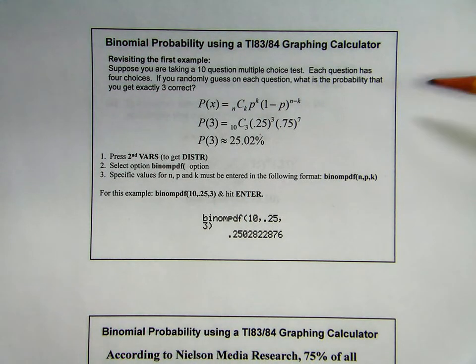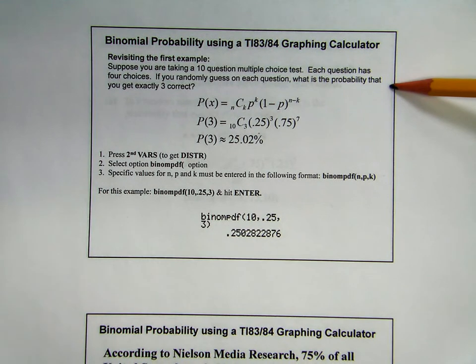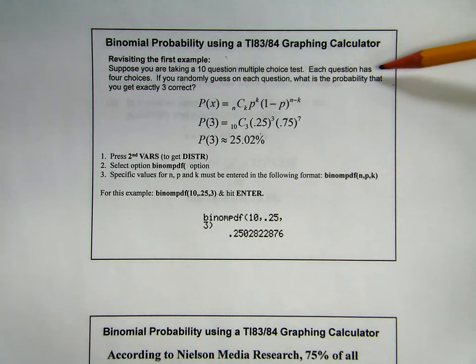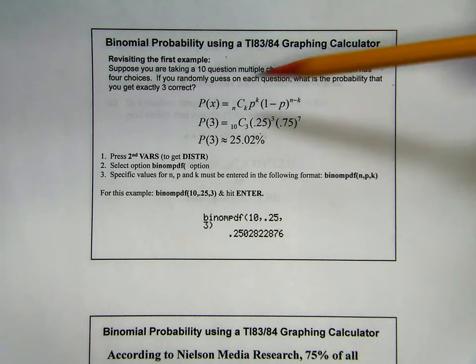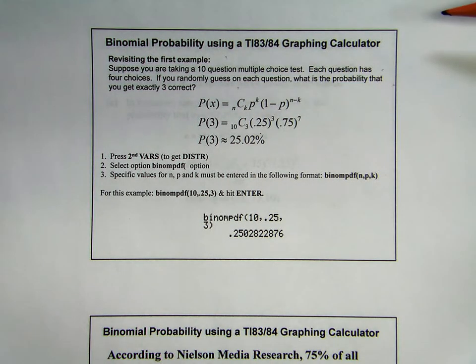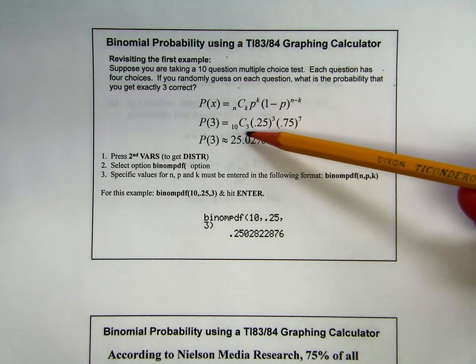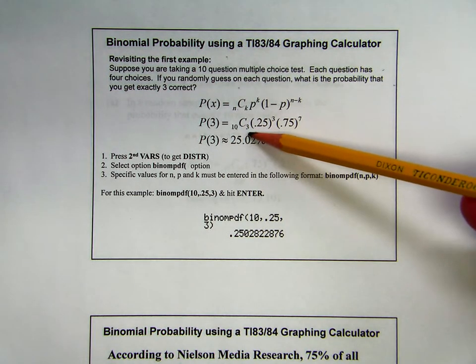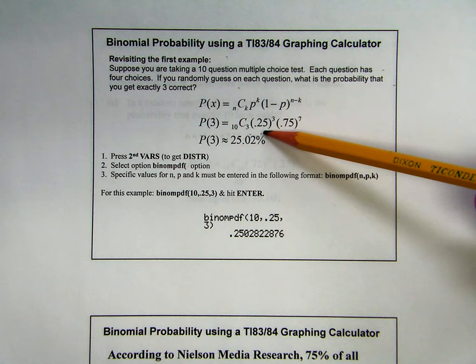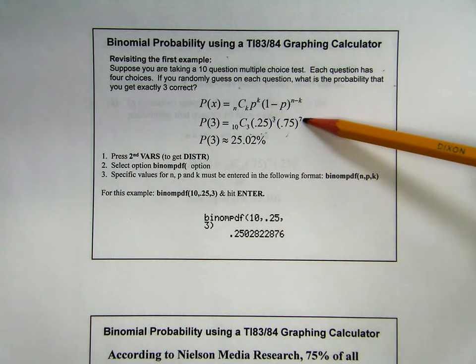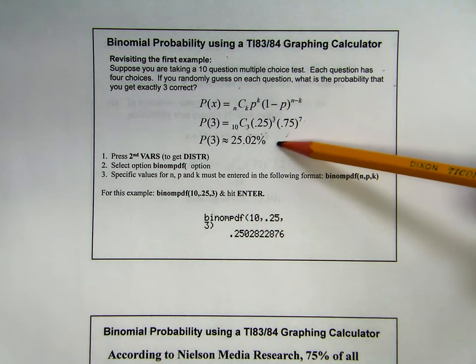All right, I believe this is another problem from yesterday. Suppose you are taking a 10-question multiple choice test. Each question has 4 choices. If you randomly guess on each question, what's the probability of exactly 3 correct? So, 10 trials, we're interested in 3 successes. 0.25 chance of success, that's happening 3 times. 0.75 chance of failure, happening 7 times, looking at roughly 25%.